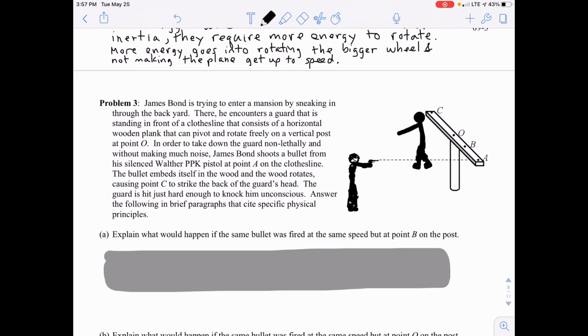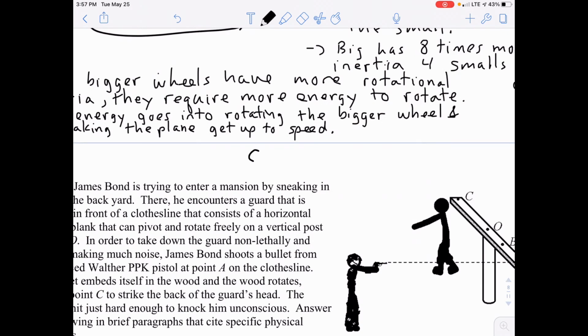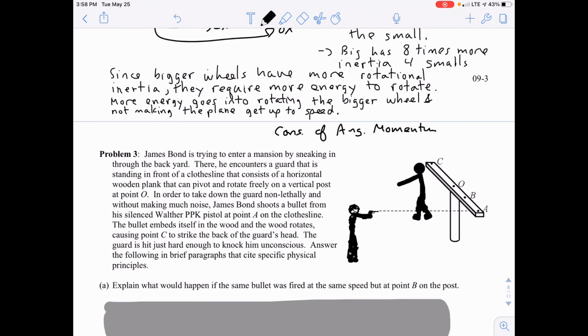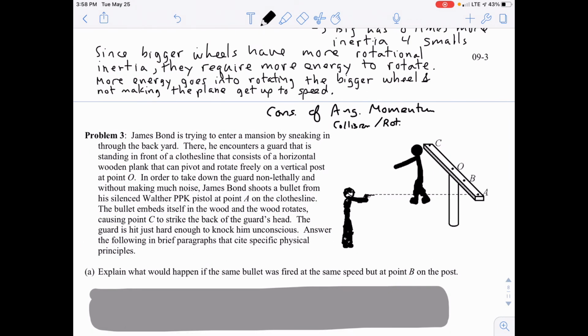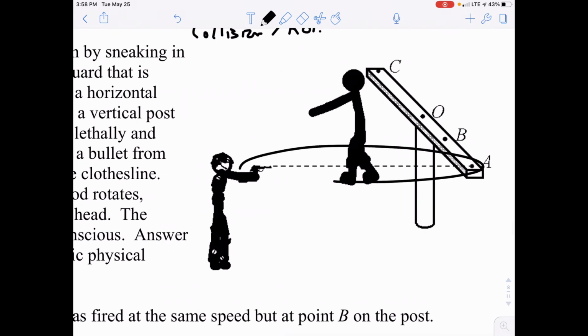This, ladies and gentlemen, is a conservation of angular momentum problem. How do we know this? Well, one, you have some rotation and collision involved. So it's a collision between two objects and rotation at the same time. Anytime those two are together, you know angular momentum has to be conserved. Now, the second part of this is a rigid object. So the L for the clothesline would be essentially I omega.